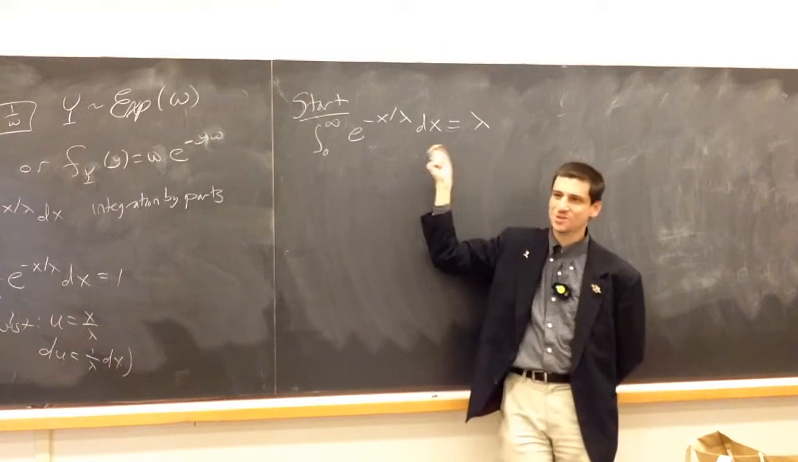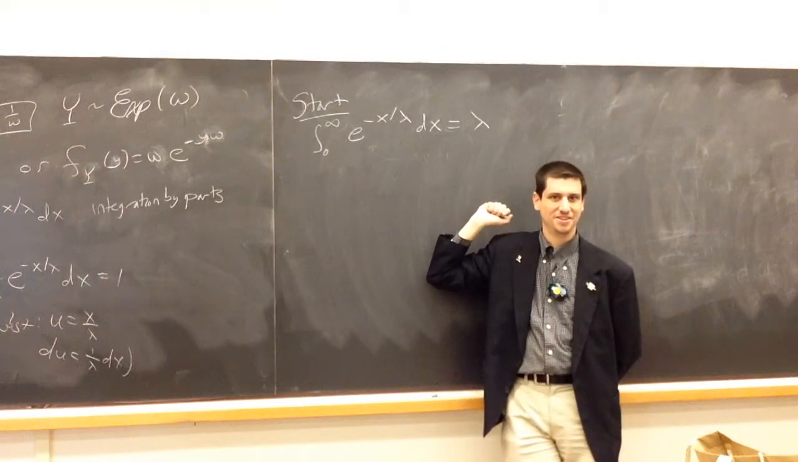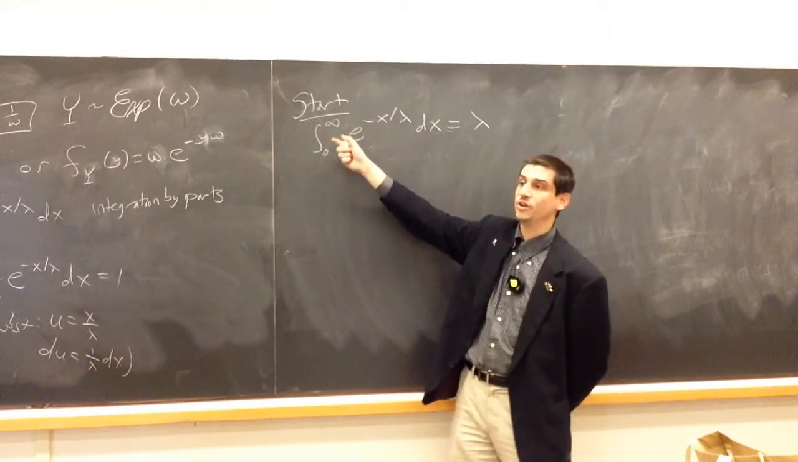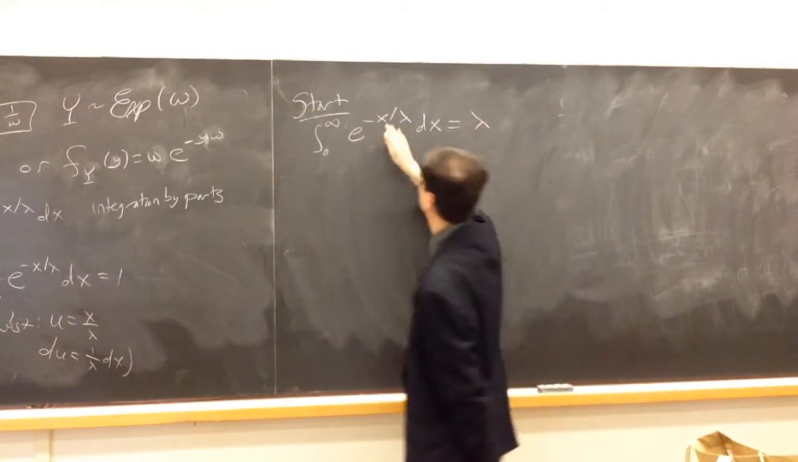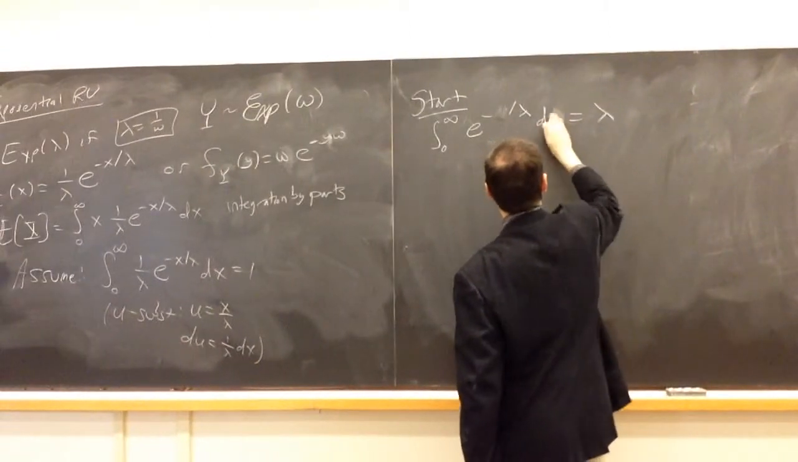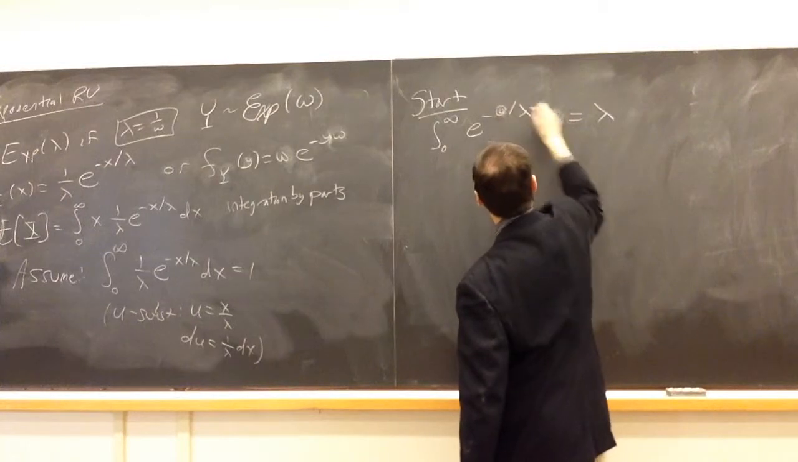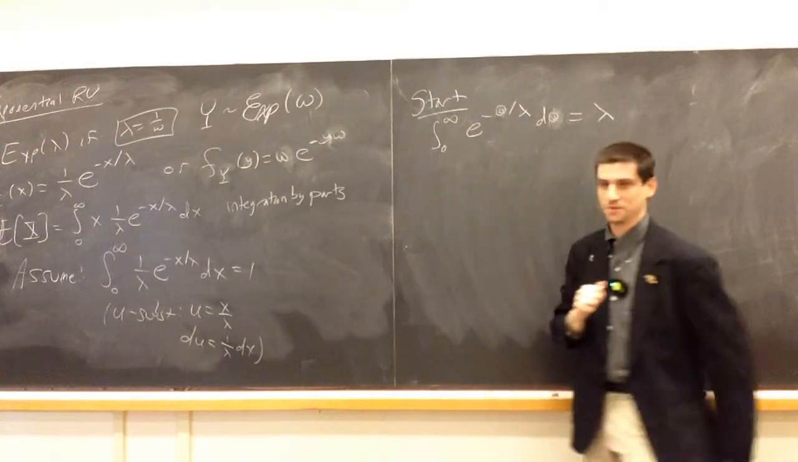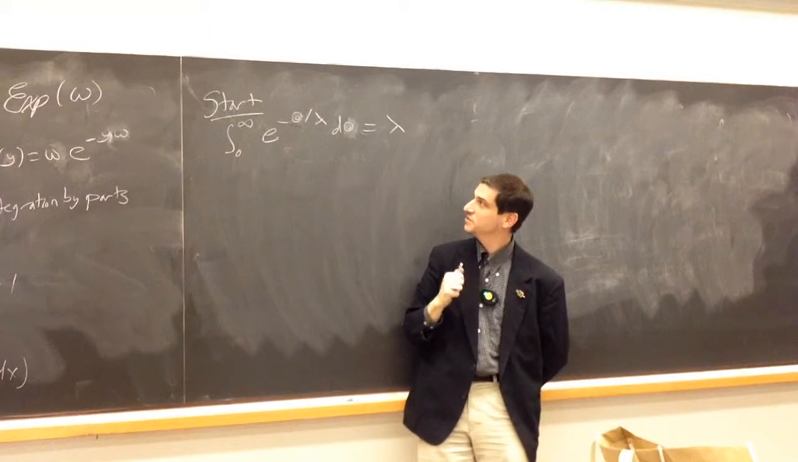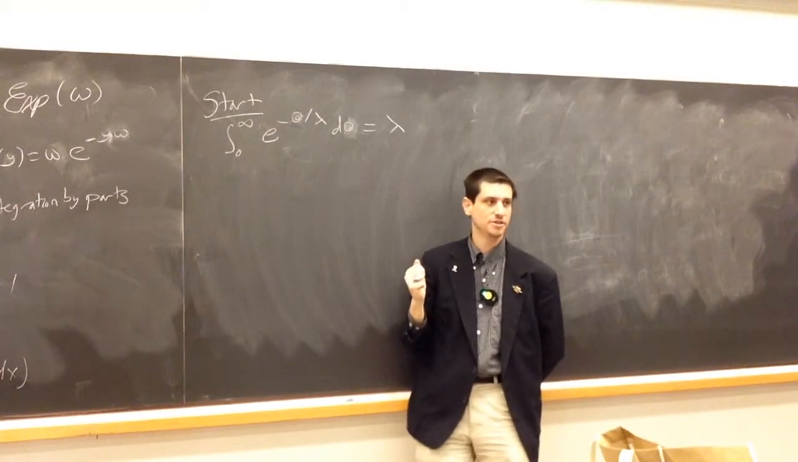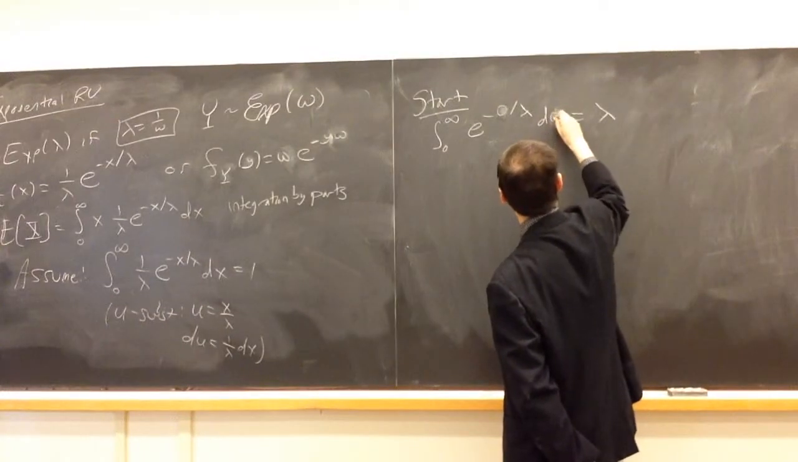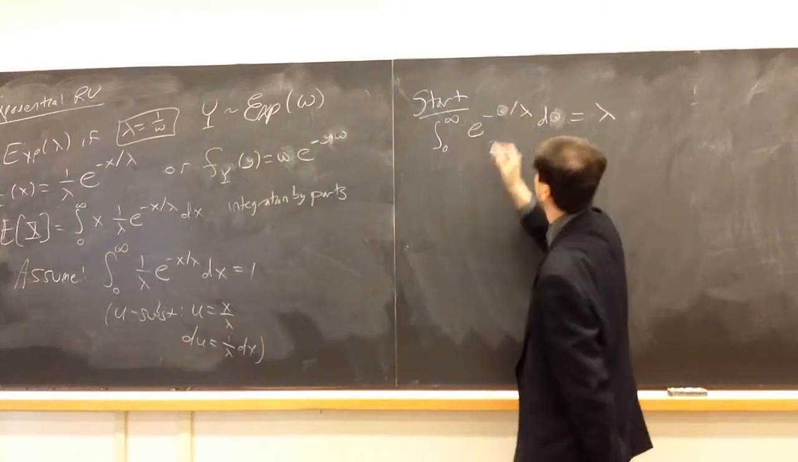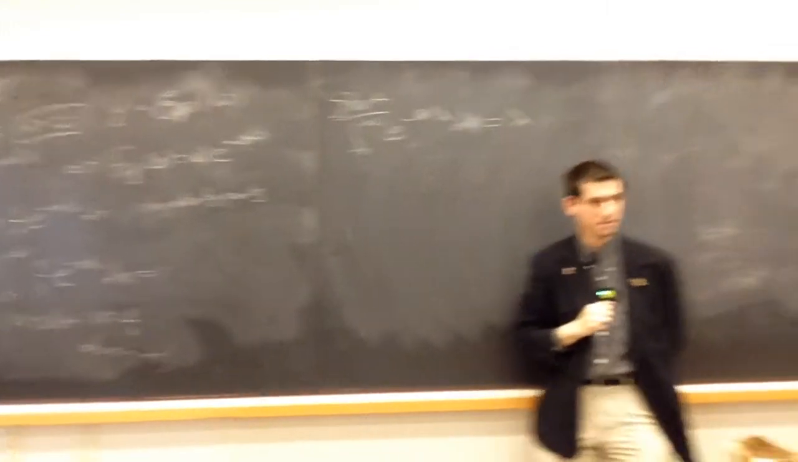Why can't I differentiate with respect to x? X is a dummy variable. We've integrated x out. There is no x on the right-hand side. If you want, I'll get in trouble with my colleagues, I could replace it with a smiley face. E to the negative smiley face over lambda d smiley face. Although based on how people are looking today, maybe I should not use a smiley face. I'll use a sad face, and try to do an integral like that.